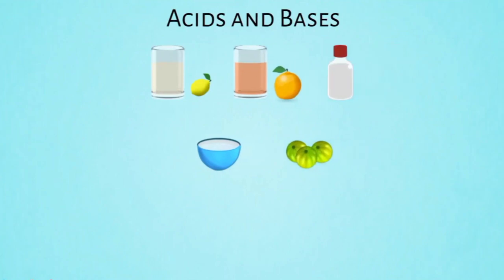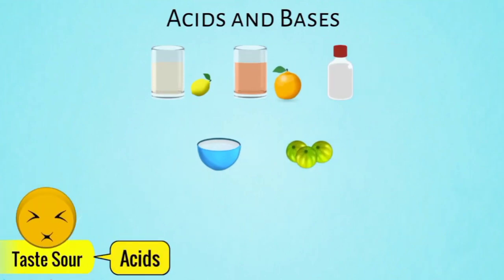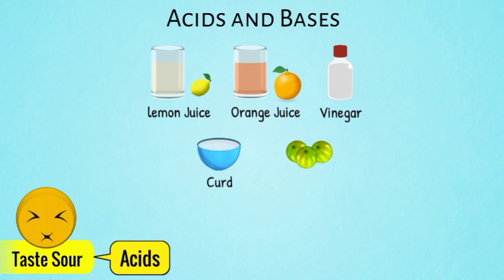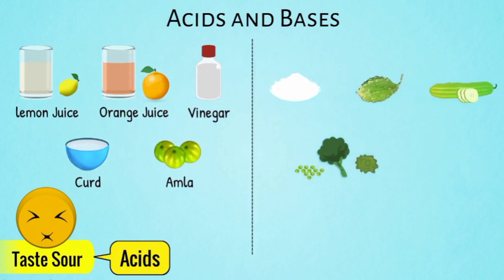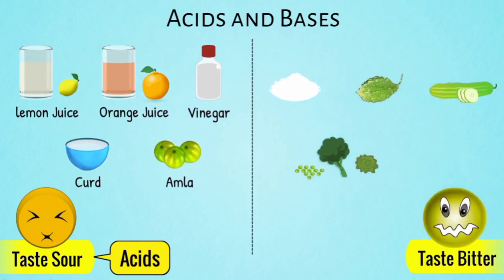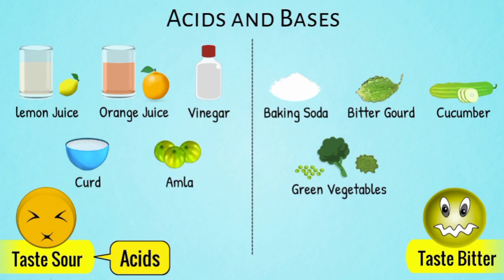There are some substances which taste sour. They are known as acids. Some examples of acids are lemon juice, orange juice, vinegar, curd, and amla. And there are some other substances which taste bitter. They are known as bases. Examples: baking soda, bitter gourd, cucumber, and green vegetables. They all are bases.